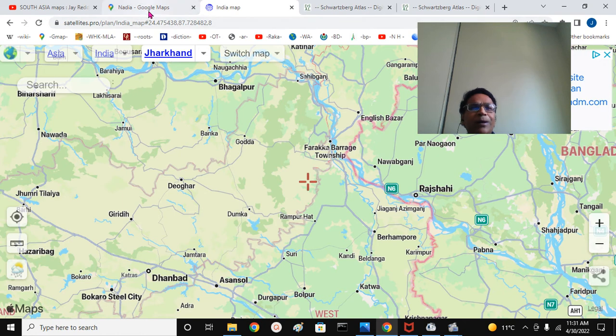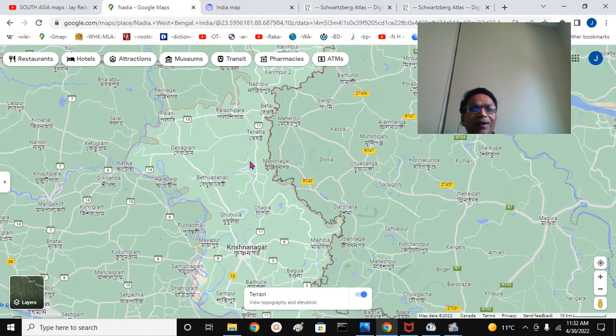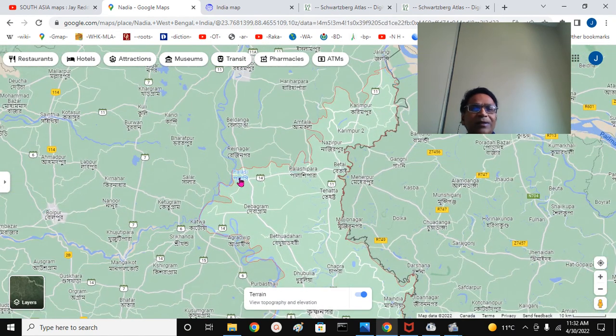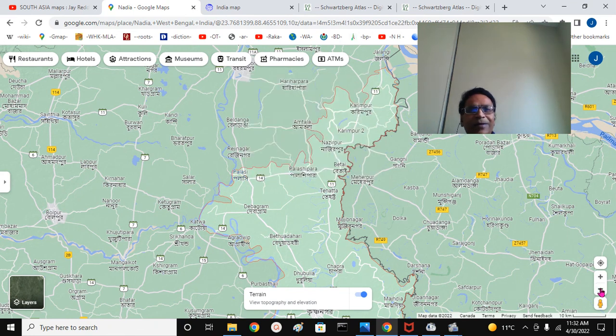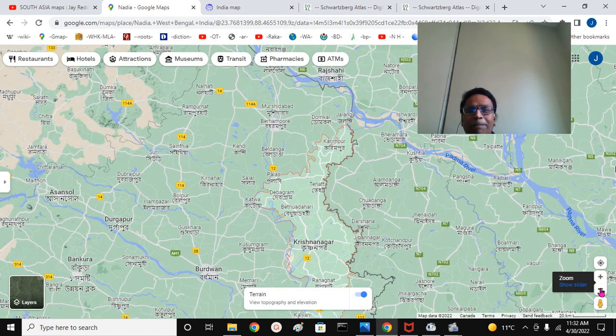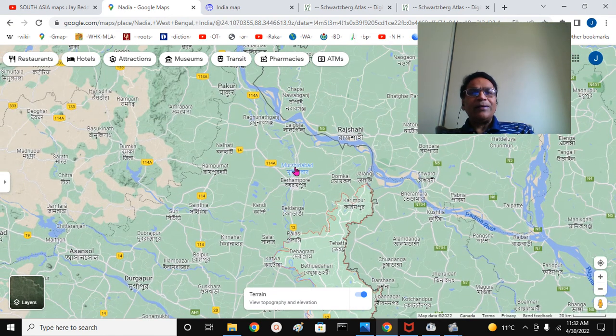These are the Parganas, and I have highlighted for you the Nadia district here, and you can see Palassy on the banks. You see that there is a railway station also at Palassy. This is the monument later built for the British imperialist power, on the banks of river Bhagirathi Hooghly at Palassy, and Nadia district and Murshidabad, and so on.